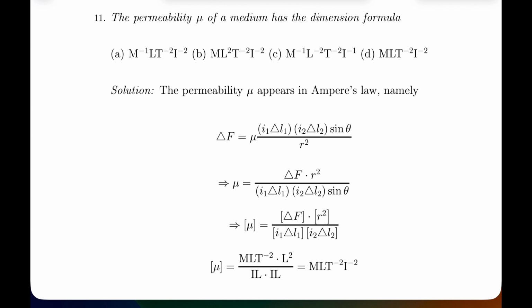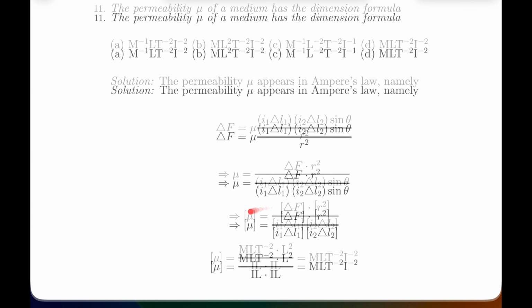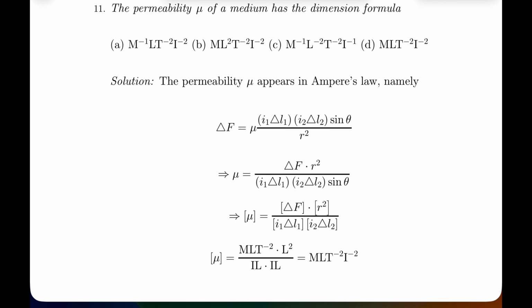So the permeability mu appears in Ampere's law. What is Ampere's law? Ampere's law is this one. Delta F is mu times I1 delta L1, I2 delta L2 sine theta upon R square. So from this expression, we have the equation for mu as delta F R square upon I1 delta L1, I2 delta L2 sine theta. Or the dimensional formula for mu is expressed by this equation, where each quantity is put in a square bracket.